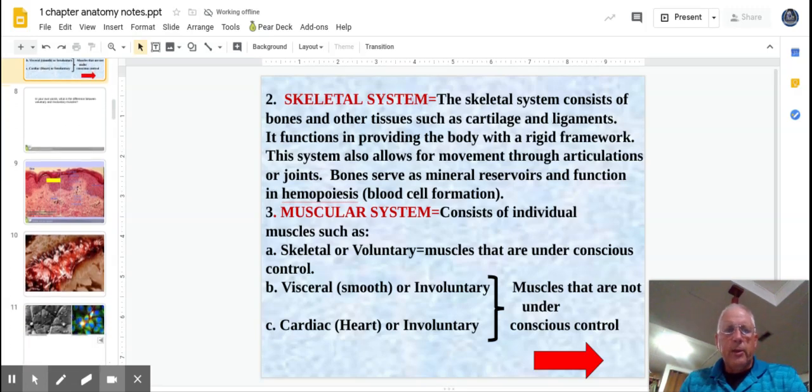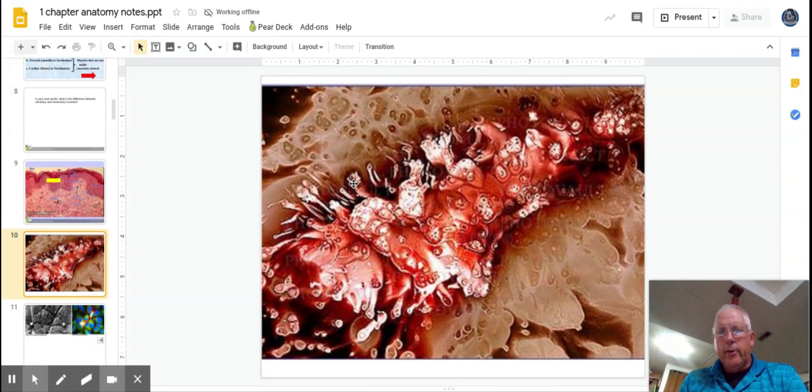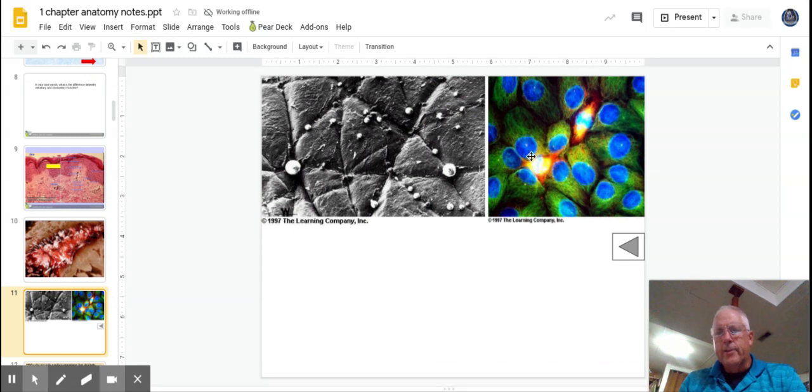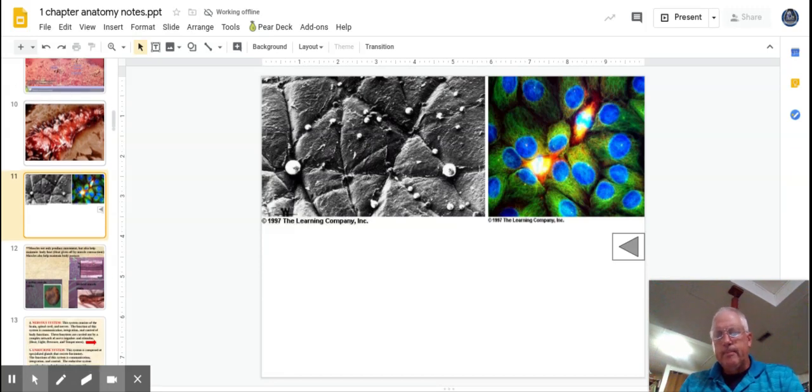I just want to show you a couple other pictures. There's a picture of your skin that's got a cut in it, the blood oozing up through it. Here's a picture of actually melanoma, the ones that are glowing, is skin cancer. We'll talk about that, and we'll get into that stuff a little more later.